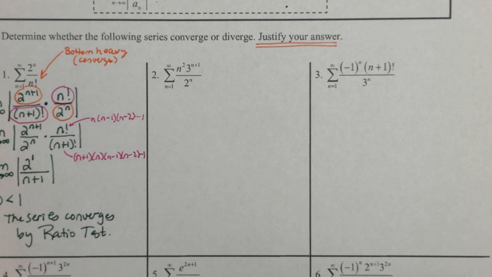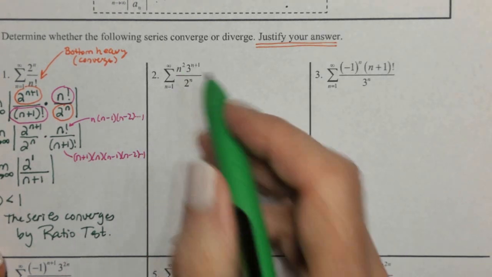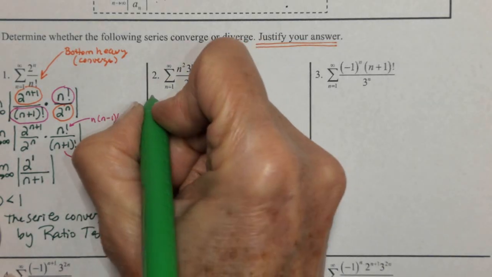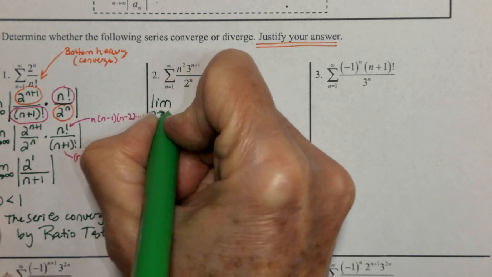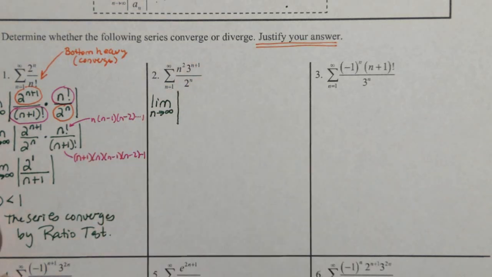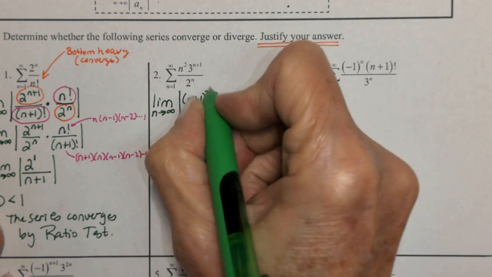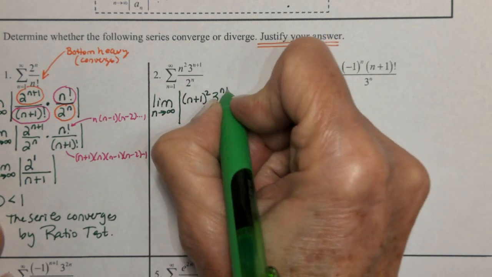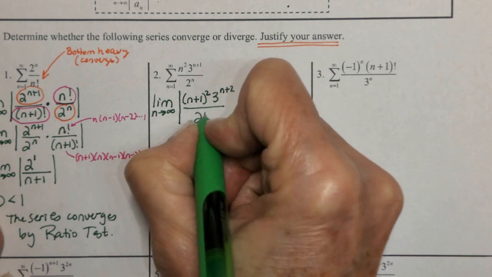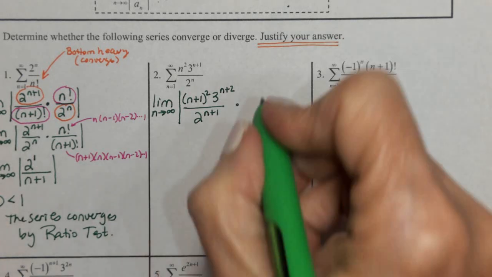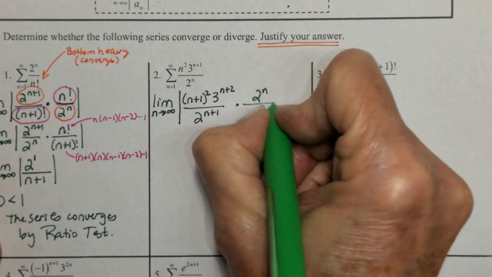Next up, number 2. Okay, quite a complicated expression. So I'm definitely going to use the ratio test. I'm going to set up the ratio test. Limit as n goes to infinity. I begin by replacing every n with n plus 1. So we'll have n plus 1 squared, 3 to the n plus 1, which is n plus 2, divided by 2 to the n plus 1. And then I'm dividing by the nth term, which means I'm multiplying by the reciprocal of the nth term.